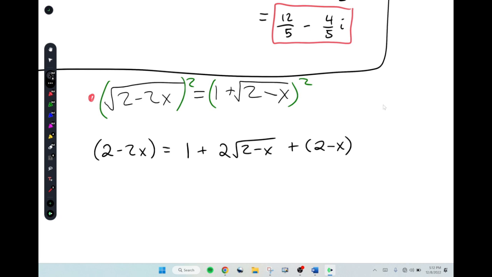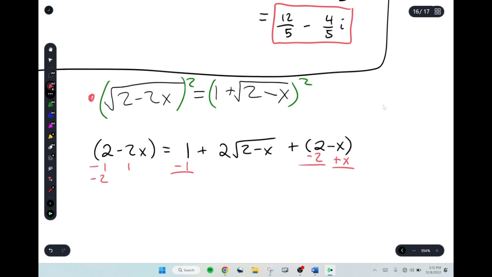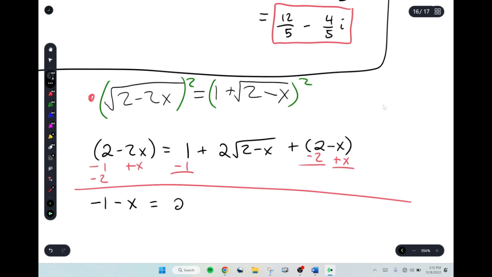Anything eliminate or cancel? I don't know yet. I got to do some stuff to see. The one, I'm going to subtract the one, yeah? I'm also going to subtract this 2 probably, huh? And maybe add this x. So then we'll go do all that from this side. Negative 1, negative 2, plus an x. It's going to give me negative 1, no, still equals 2 root 2 minus x.